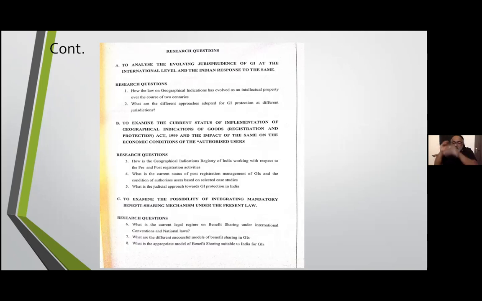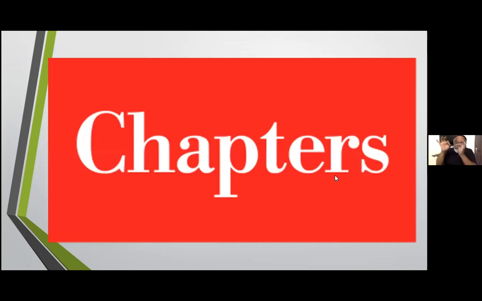Then the last one is, what is the appropriate model? What will be the appropriate one for India? This is how an ideal one should look, but mostly researchers don't opt for this. Very few go for this. Each research objective should ideally consist of 2 to 3 questions, and these all will be answered together in the chapters. So this is about research questions and research objectives.